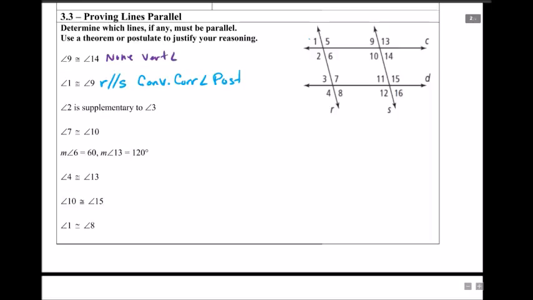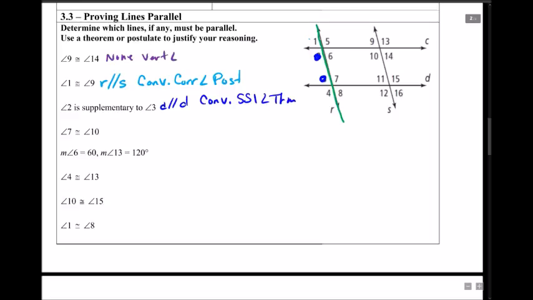It says angle 2 is supplementary to angle 3. So let's find angle 2 and angle 3. And it says they're supplementary. Do they sit on a transversal together? Yes, they do. And what types of angles do we have? We have same side interior angles. And so if same side interior angles are supplementary, what lines can we say are parallel? We can say line C is parallel to line D by the converse of the same side interior angle theorem. All right, remember, if lines are parallel, it's always going to be a converse.